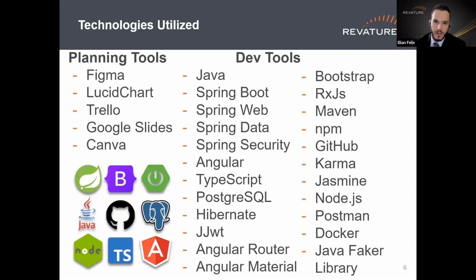So our main stack was Node and Angular for our front end, with a little bit of assistance from Bootstrap and a library called Materials, specific for Angular, which allows you to have some pre-configured, very nicely styled components that are ready to use, already configured. On the back end, we use Java, of course, with Spring Boot framework on top. And for our database, we use PostgreSQL.